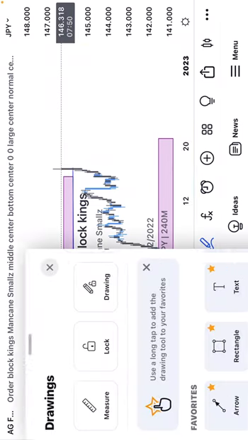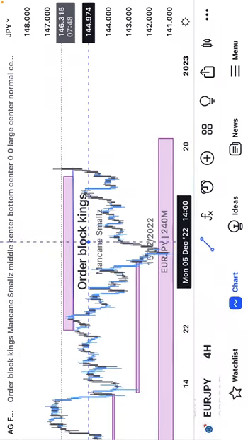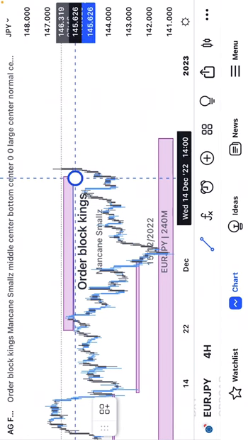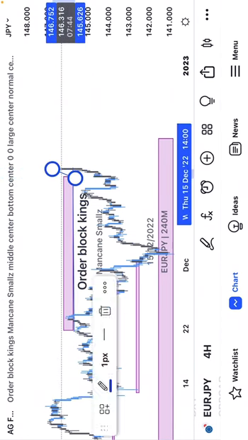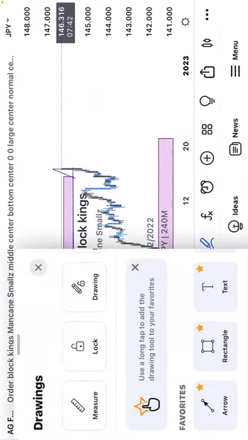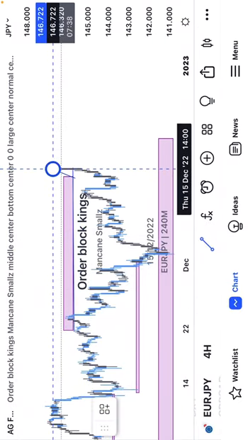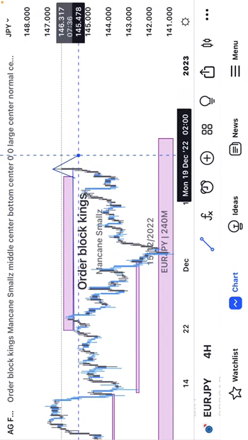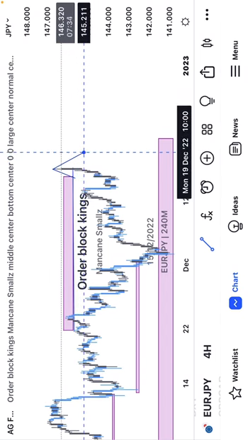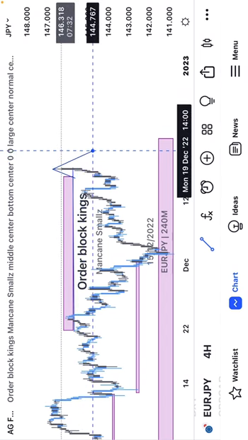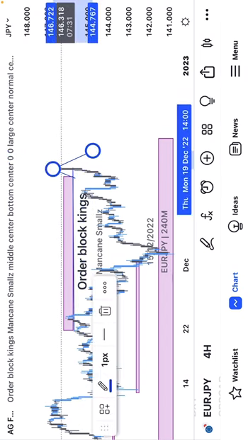They failed to respect the level there. They just took out the zone, right? After taking out that zone, you know that after QML failed, the market will come back around the zone to an order block that is responsible for that level to be taken out.